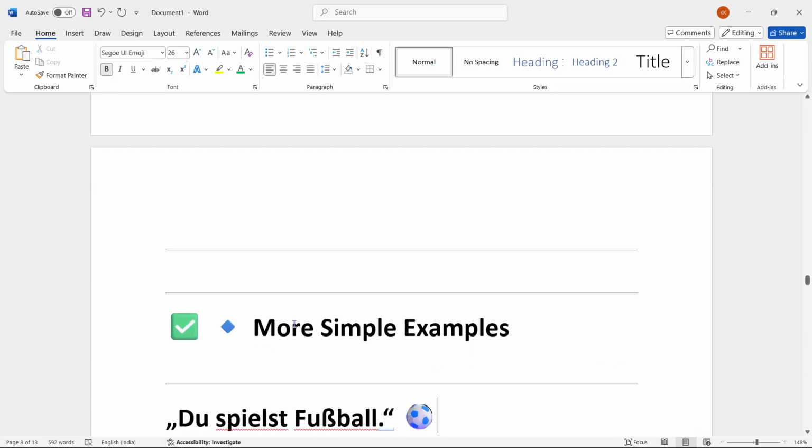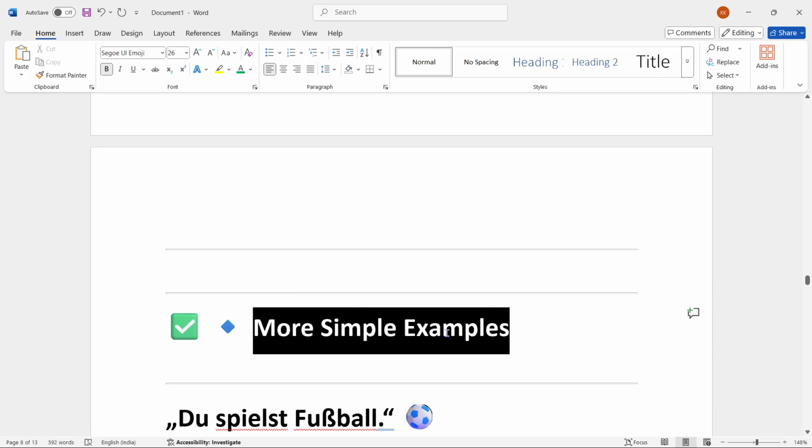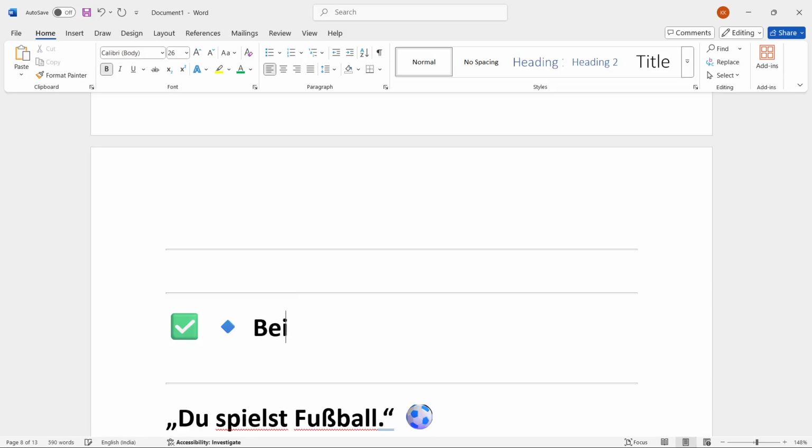Look at the Beispielsätze. Example, Bedeutung, Beispiel. Ja, hier Beispiel.